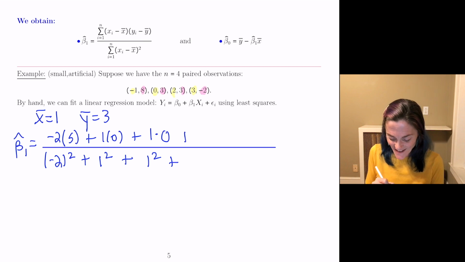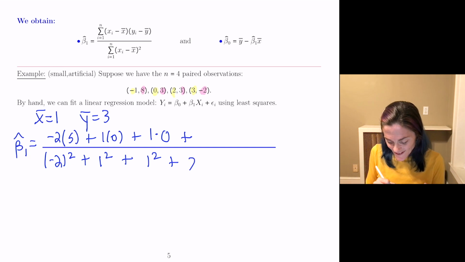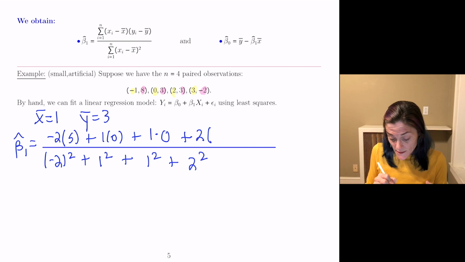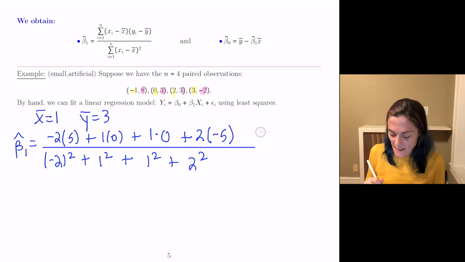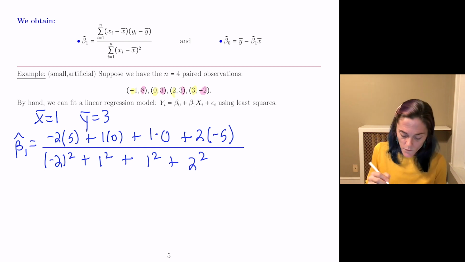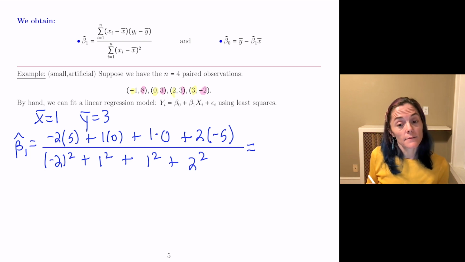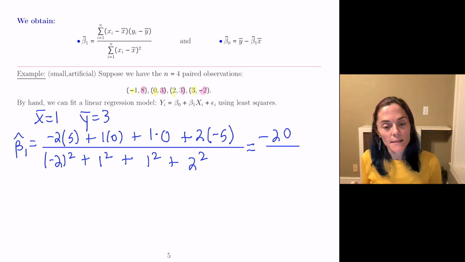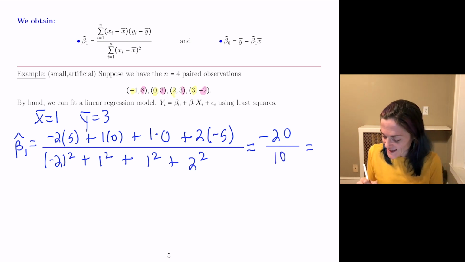Okay, last one. For i equals 4, the x is 3. So I have 2 squared. And the y is minus 2. We have minus 5. Now, you see I mentioned it wouldn't be too bad when n equals 4. So you notice my numerator, I have minus 10, which is negative 20. In my denominator, I have 4 plus 1 plus 1 plus 4, which is 10. So I get negative 2.